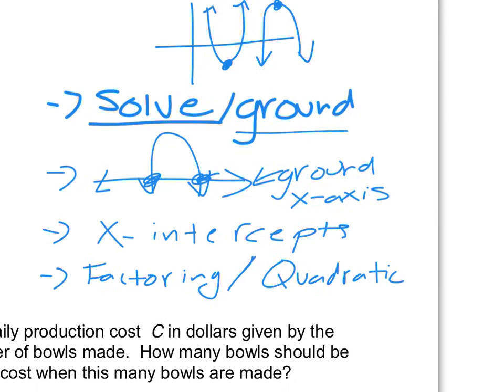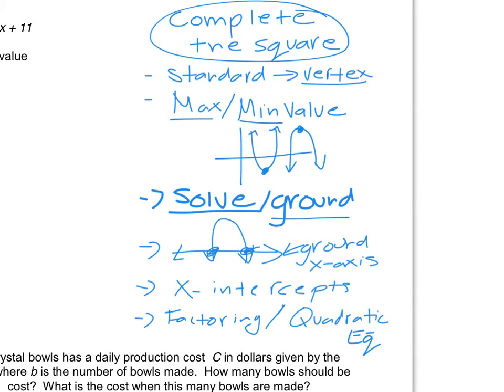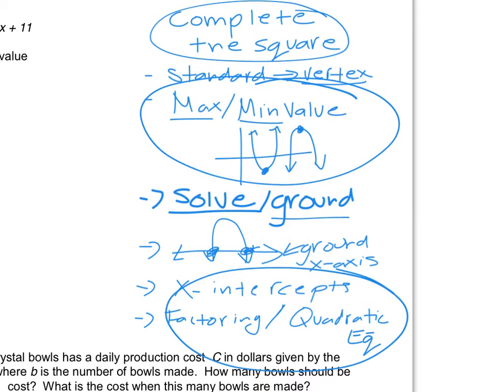That quadratic equation gives me when it hits the ground. So it gives me those zeros. So these are the two types of questions that I'm going to have: max or min, or when it hits the ground. When it hits the ground is going to be the quadratic equation. Max or min is going to be completing the square.